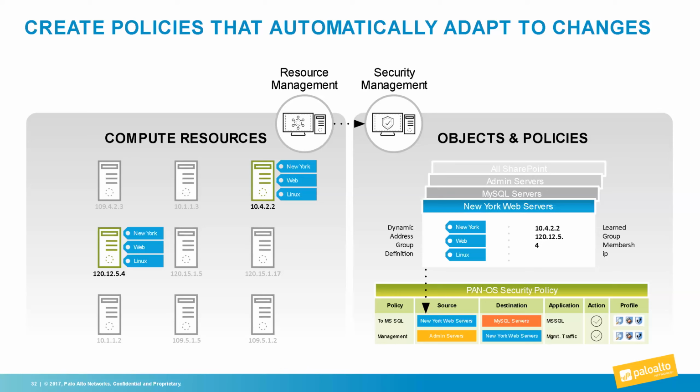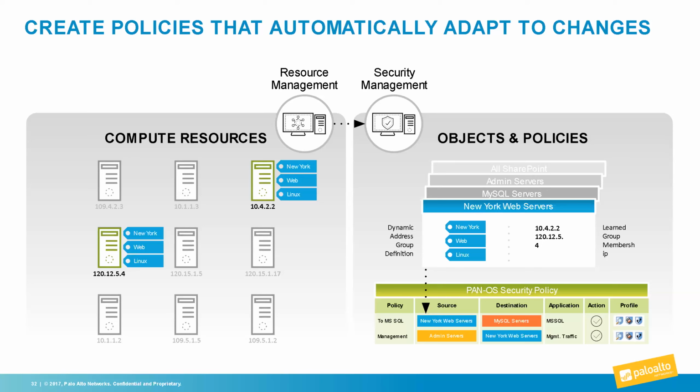So for example, here you see our compute resources have these tags. We have address groups, or subsequent dynamic address groups, with a set of tags created. So for New York web servers, any object that has the New York tag, web tag, or Linux tag, add that resource to this address group. Then we reference that address group in security policy.